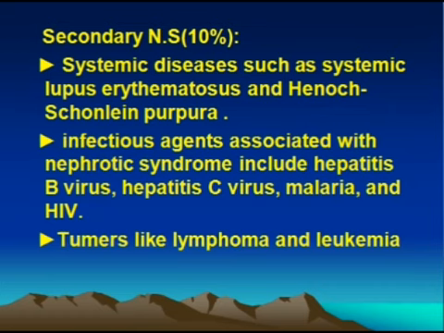We have also secondary nephrotic syndrome in about 10% of the cases, and it may be secondary to systemic disease such as SLE and Henoch-Schönlein purpura, or secondary to infectious agents associated with nephrotic syndrome, including hepatitis B, hepatitis C, malaria, and HIV, or may be secondary to tumors like lymphoma and leukemia.